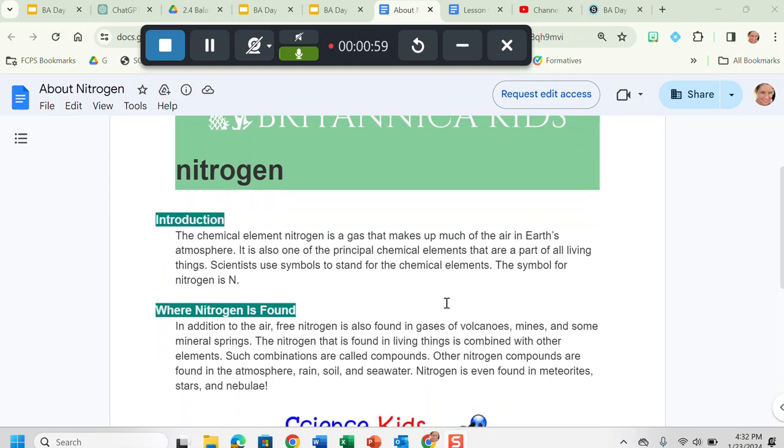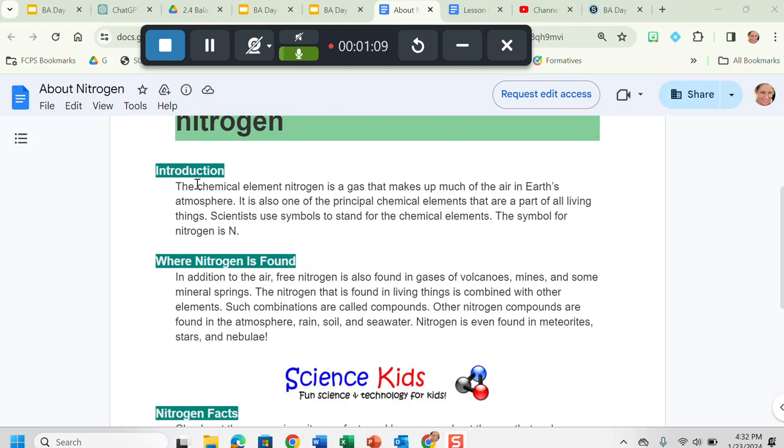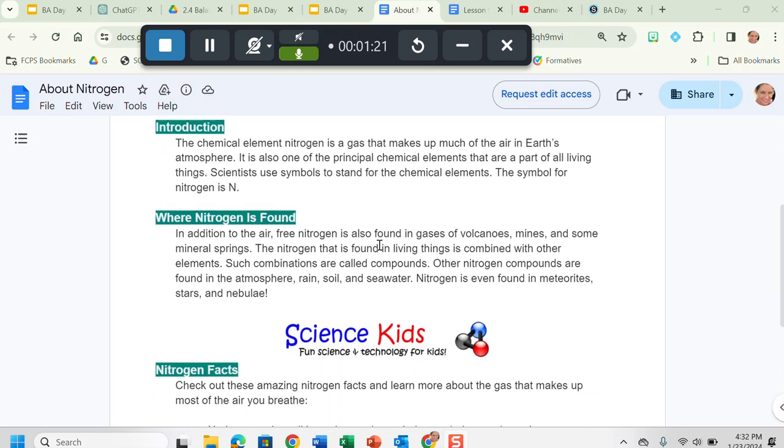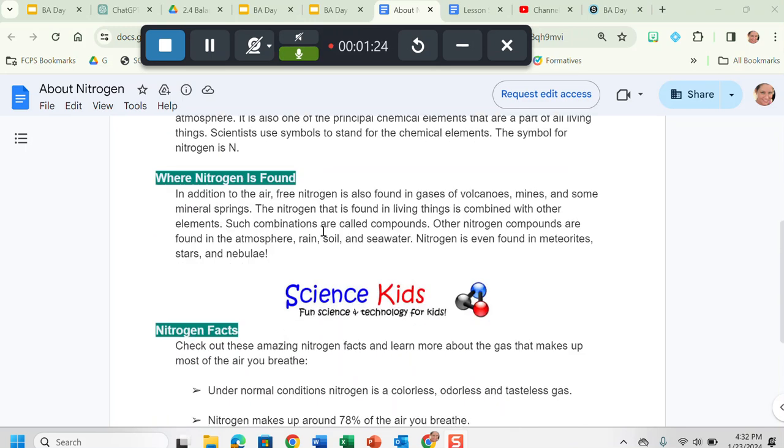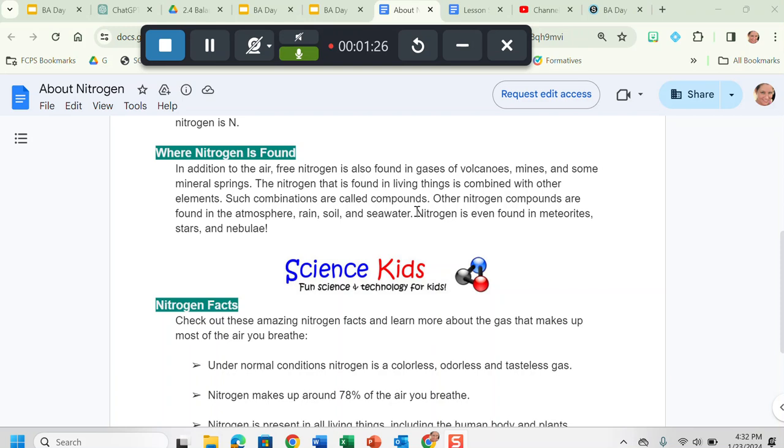All right, so once you clicked on this link, you were brought to a Britannica Kids page that talked about nitrogen. Of course, this is something that you can have read to you if you wish, or you can read through it. Very quickly, nitrogen is a chemical element. It uses the letter N. It's a gas in the Earth's atmosphere. And the symbol, like I said, is N. Nitrogen is found in these places, and you will care about this because in a moment when we go back to the Pear Deck, it's going to ask for 5 locations, 5 places you might find nitrogen.